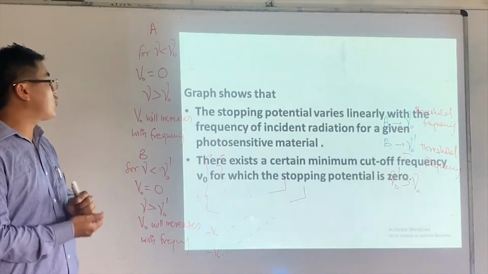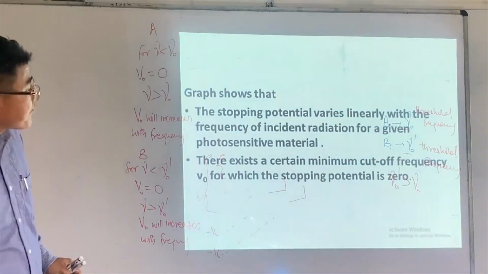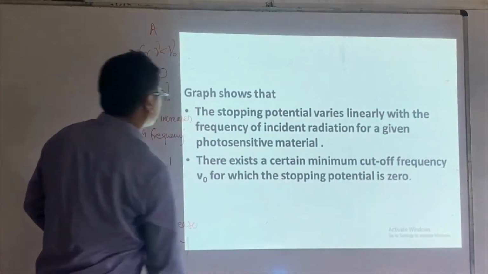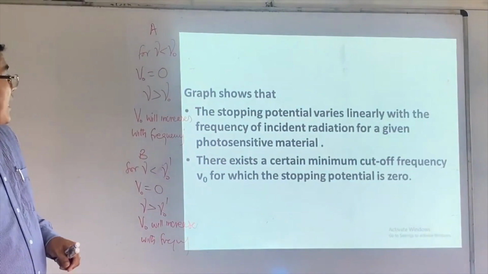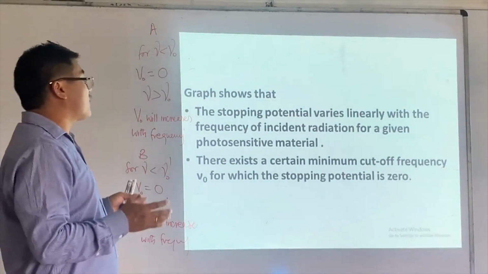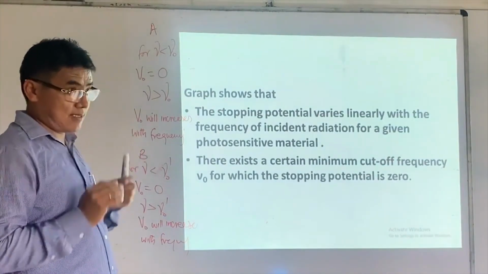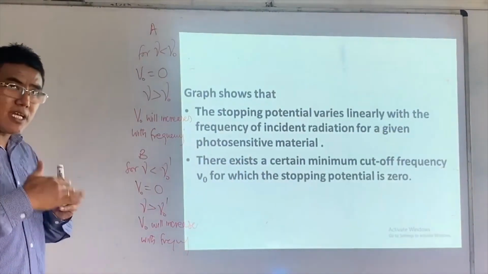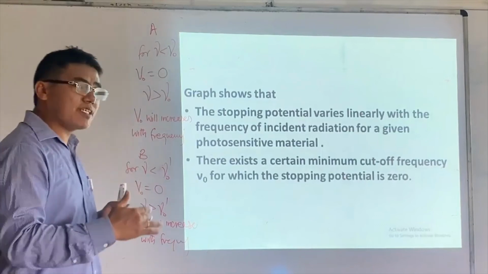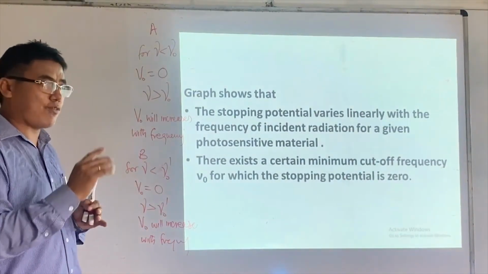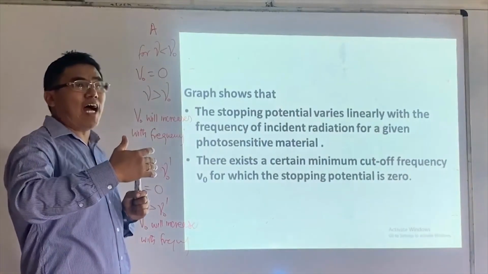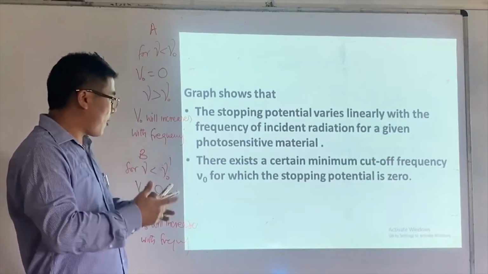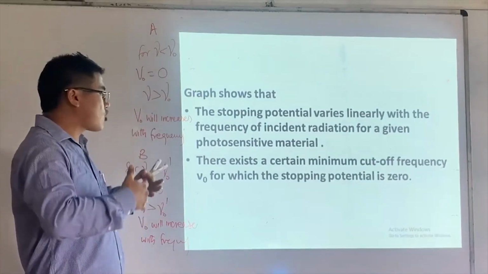Now, overall, this graph tells us that the stopping potential varies linearly with the frequency of incident radiation for a given photosensitive material. And then there exists a certain minimum cutoff frequency, or threshold frequency, for which the stopping potential is 0. That's what we talk about as a threshold frequency. If the frequency of light is more than threshold frequency, then only emission takes place. And if frequency increases, then stopping potential also increases.